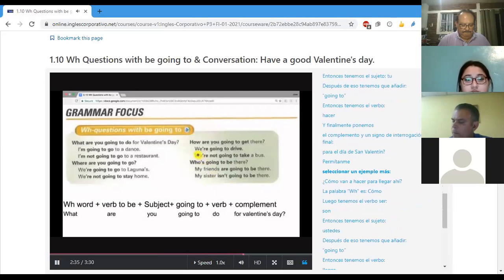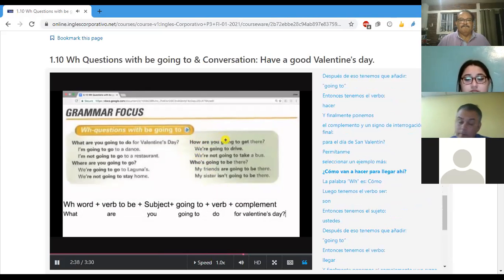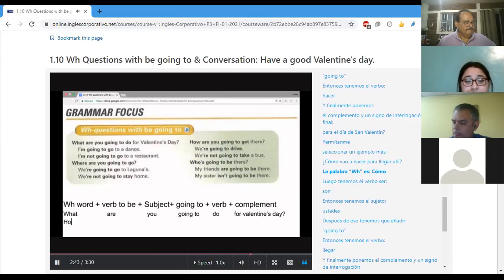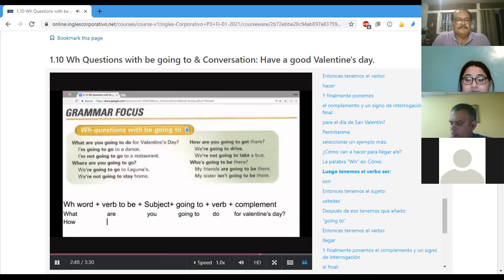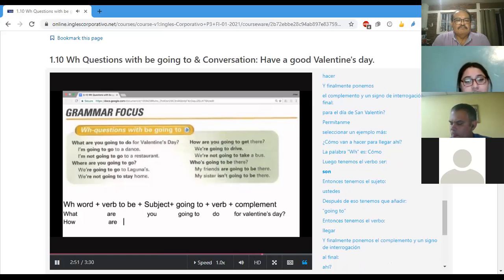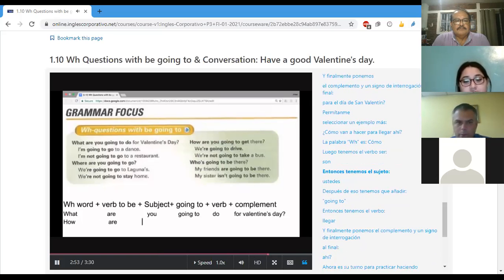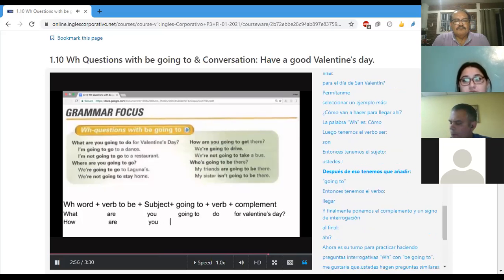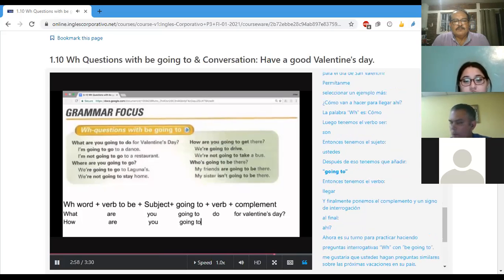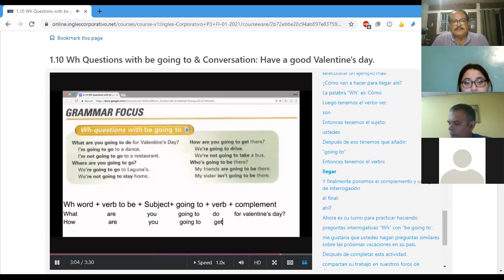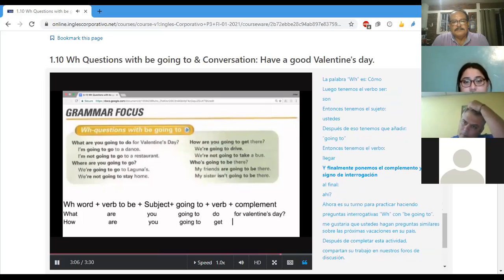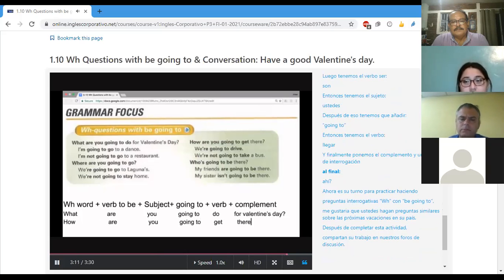Let me choose one more example. How are you going to get there? The WH word is how. Next, we have the verb to be, are. Then we have the subject, you. After that, we need to add going to. Then we have the verb, get. And finally, we put the complement and a question mark at the end: there.